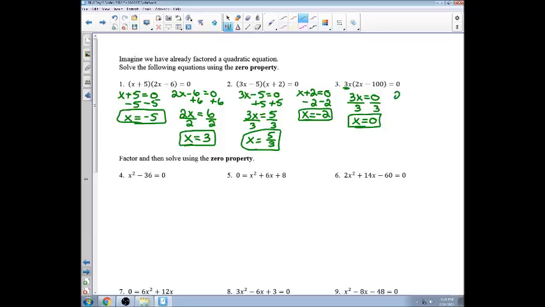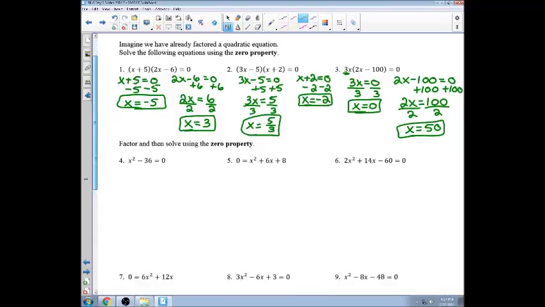2x minus 100 will also be set equal to 0. Have to add 100. So 2x equals 100. Divide by 2. So x would equal 50. Okay? Moving on. Factor and then solve using the 0 property.